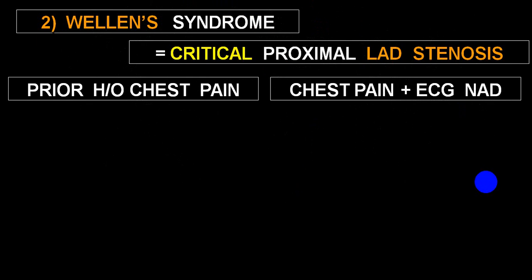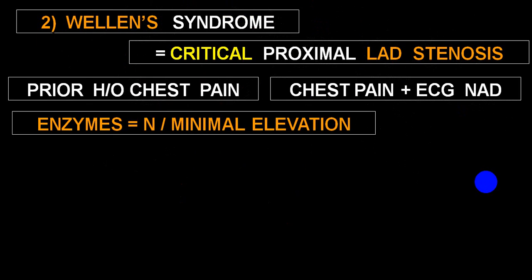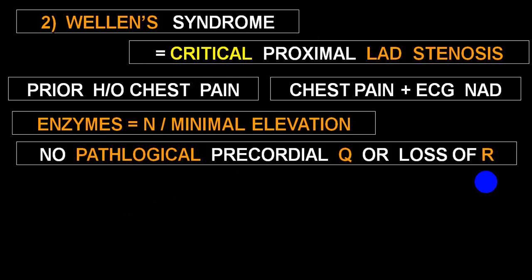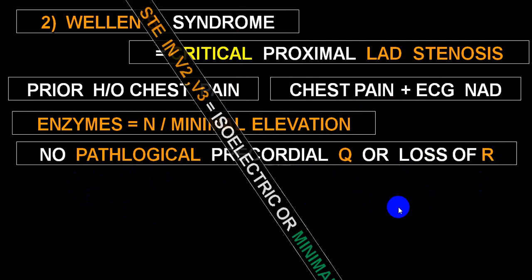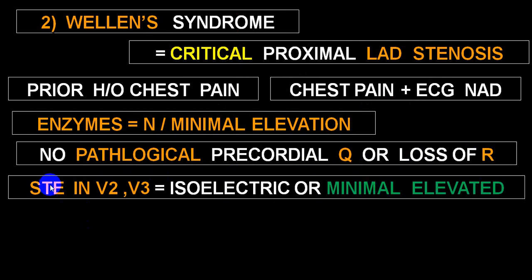Chest pain may be continuous and ECG may be normal sometime, but good number of time you will get classical changes, what we call as Wellens sign. Troponin by and large is normal. Very rarely it will be just borderline elevated. There will be no pathological precordial Q wave and there is no loss of R wave. And if you look properly, you will have a ST elevation in V2, V3 with biphasic T wave inversion.